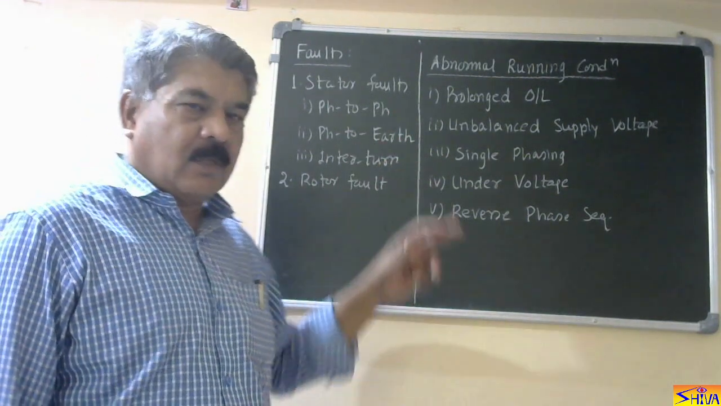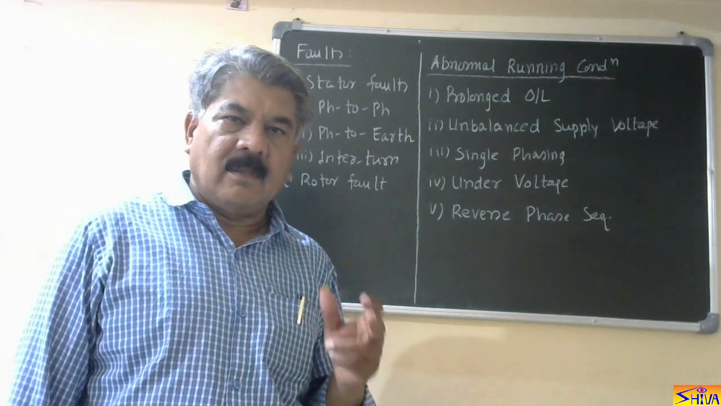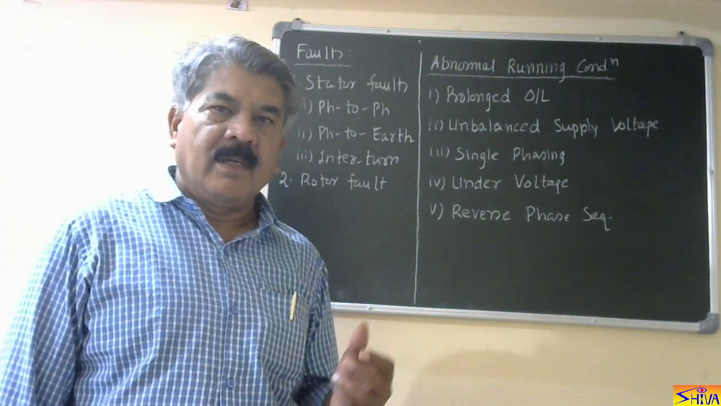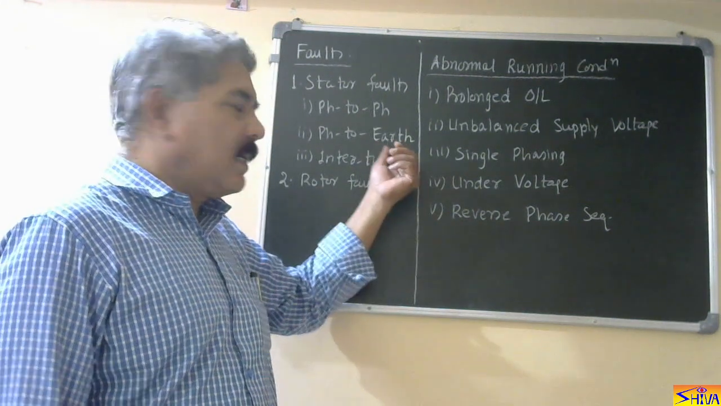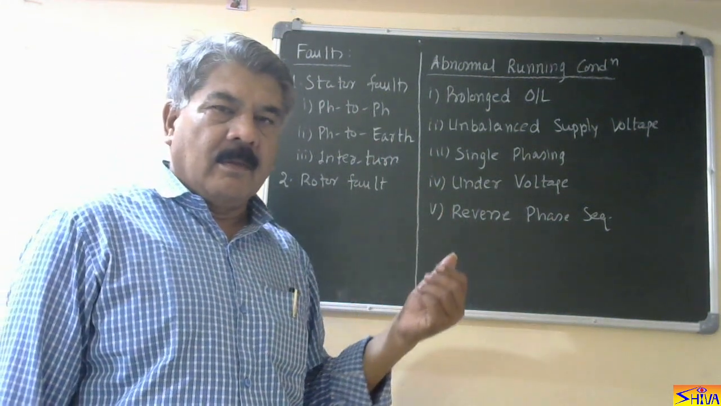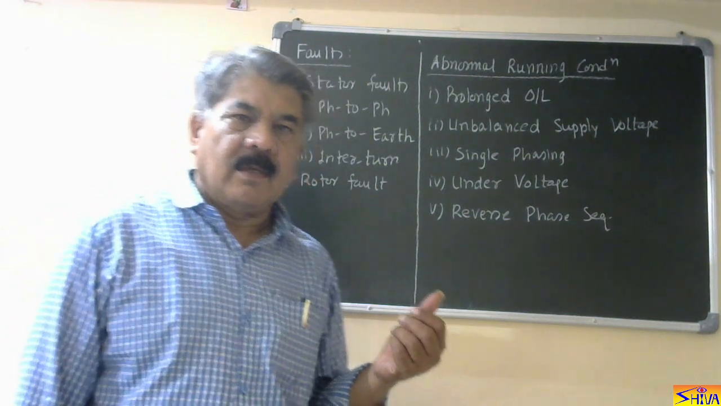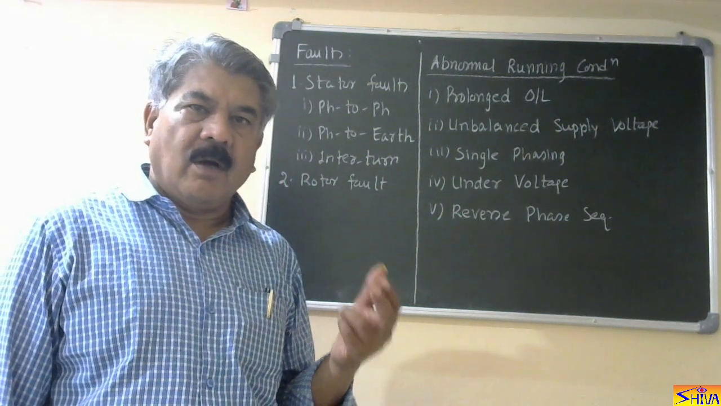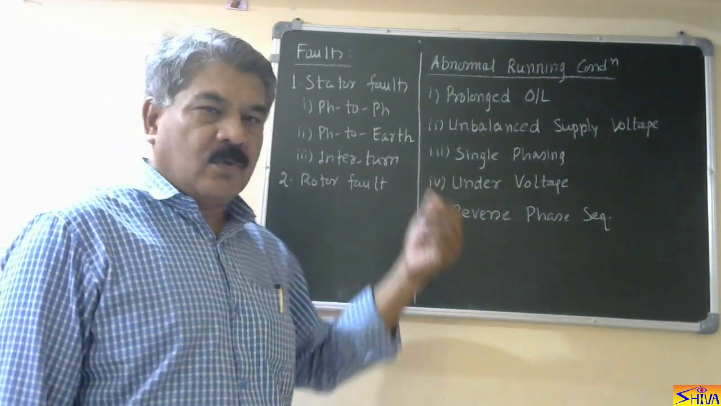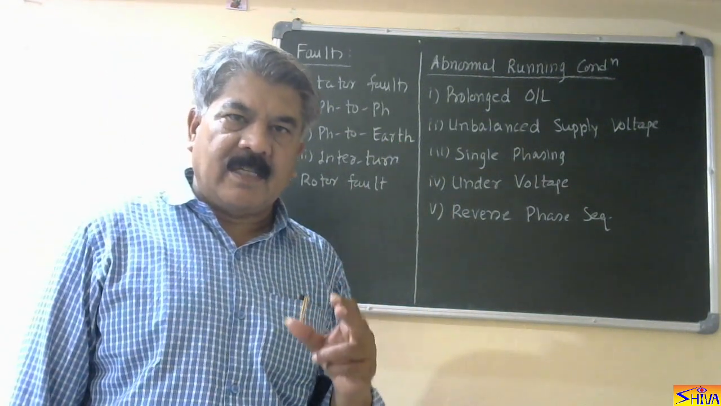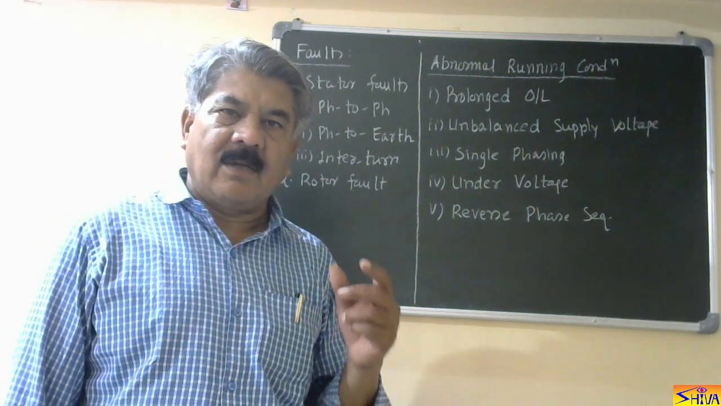Second is phase to earth fault. If it is large or very large induction motor, then instantaneous relay connected in the residual circuit can detect phase to earth fault. But for small motors, it is MCB or MCCB or HRC fuse that will detect the phase to earth fault, because if it is HRC fuse, then it is inserted in all three phases.